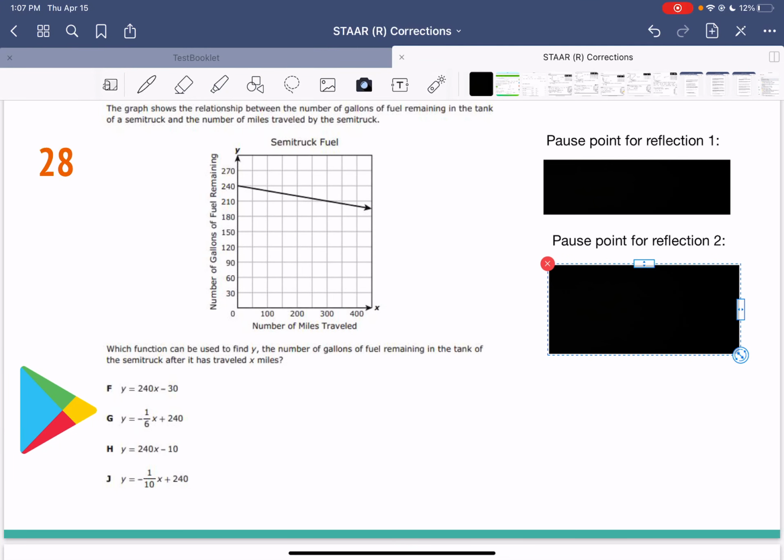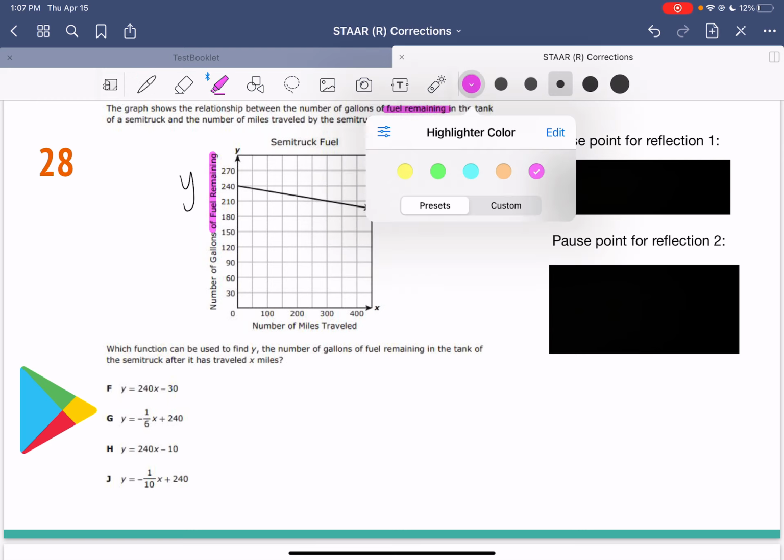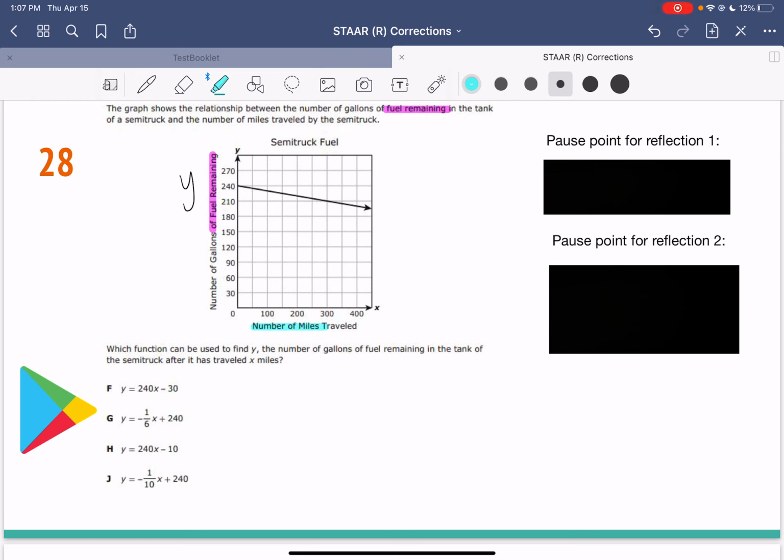Question 28, the graph shows the relationship between the number of gallons of fuel remaining in the tank of a semi-truck and the number of miles traveled by the semi-truck. So we have fuel remaining on the y. It's going to be our y-axis. And the x-axis is our number of miles. Number of miles is our x-axis.